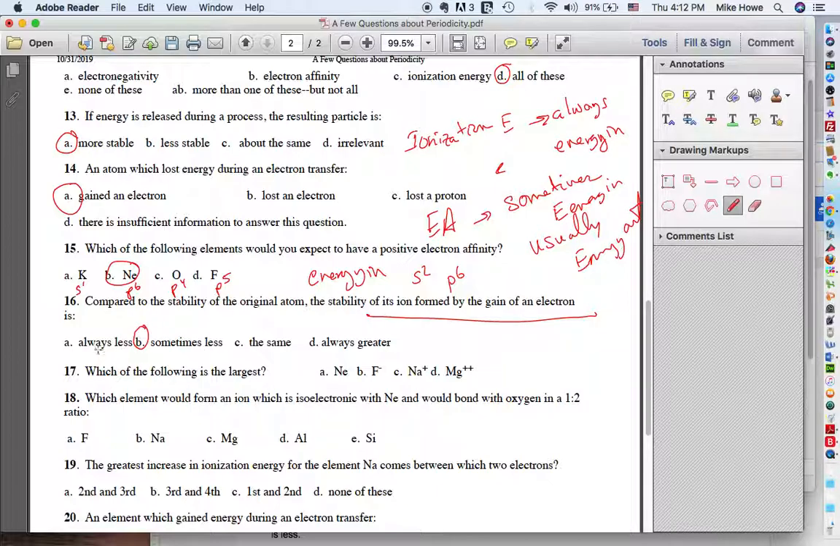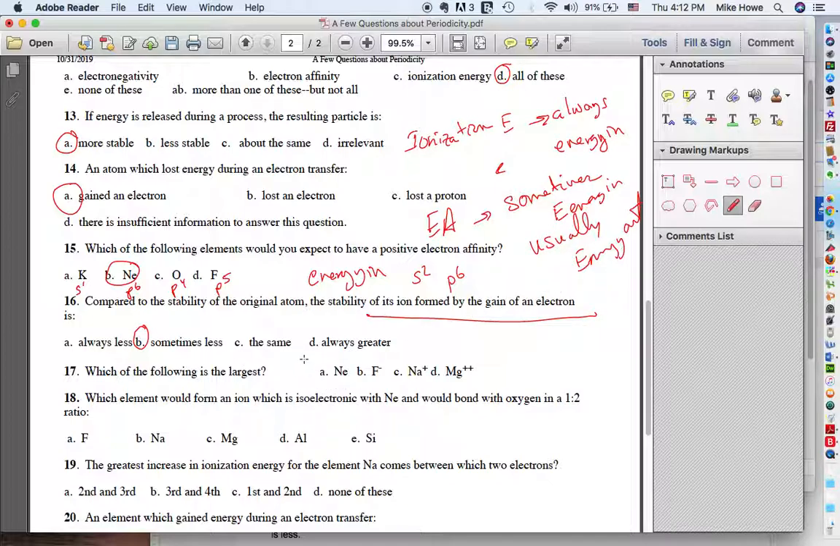You see, always less wouldn't be right, because that would mean you always had to put energy in when you gain an electron. That doesn't make any sense, because anytime you have a change in nature, you have a change in energy. And always greater wouldn't be right, because energy is not always released. Always greater would mean energy is released in terms of stability. Less stable would be energy in. So the best you can say is sometimes, because electron affinity can go either way.